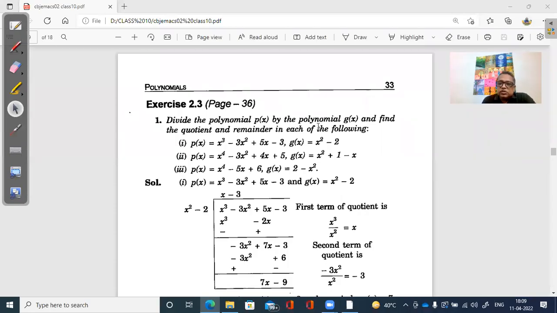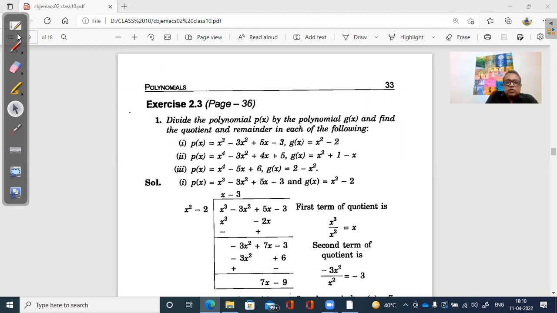Divide the polynomial p(x) by the polynomial g(x). So there are two polynomials, one is this polynomial and the other is this polynomial. If you see, the bigger polynomial has to be divided by the second polynomial. This one is a polynomial in x cube and this one is a polynomial in x square. So this bigger polynomial has to be divided by the smaller polynomial.